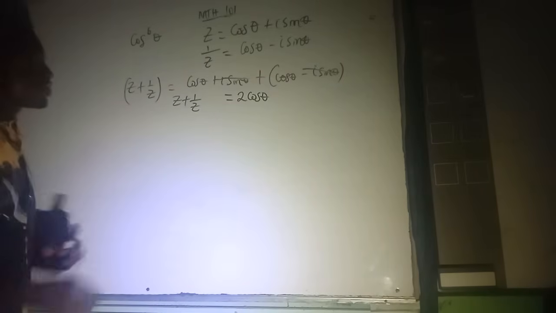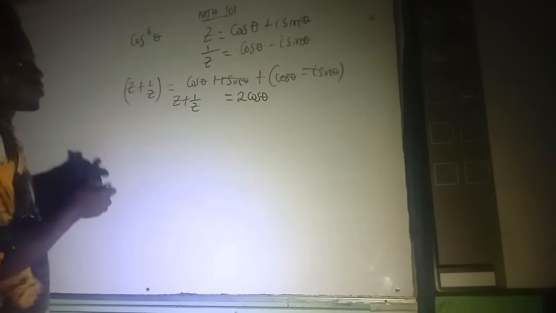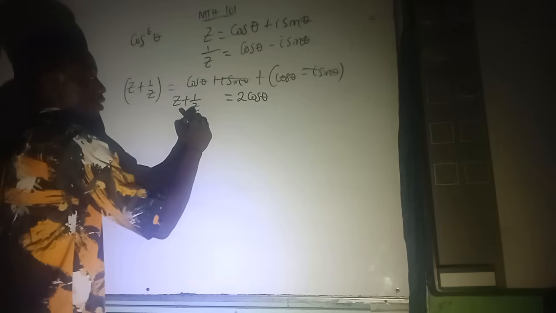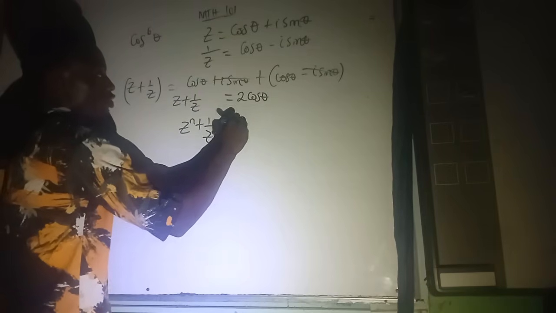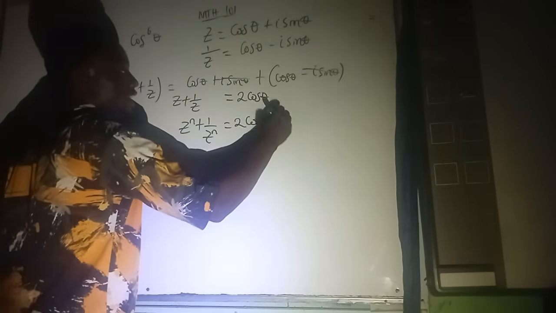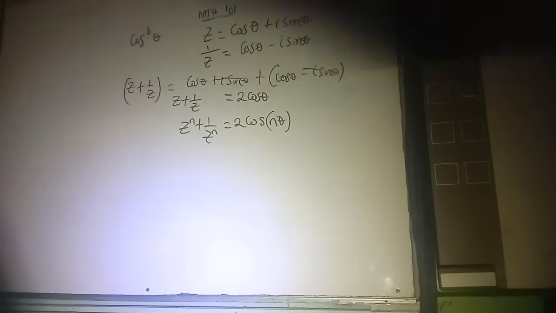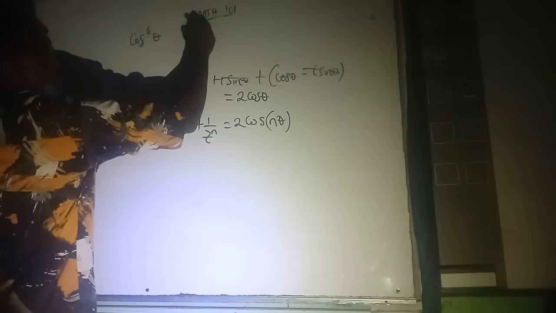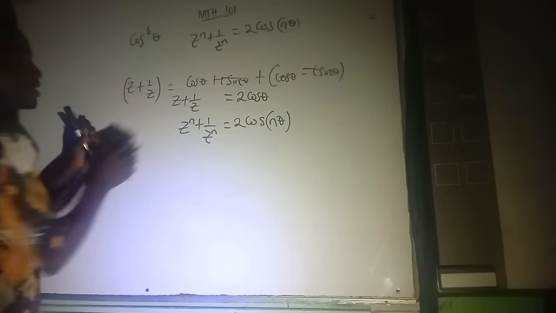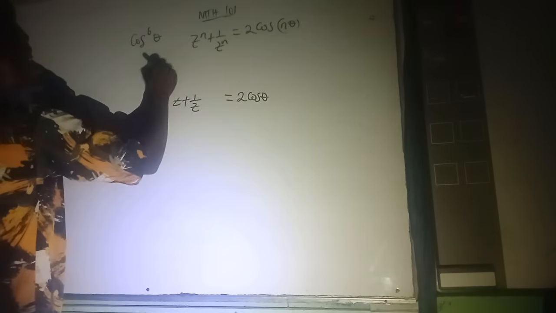And don't forget De Moivre's theorem says if z plus 1 over z equals 2 cos theta, then z raised to power n plus 1 over z raised to power n will give us 2 cos n theta. Do we remember? Now let's keep this. So here we have z^n plus 1 over z^n equals 2 cos n theta. And our z plus 1 over z equals 2 cos theta.